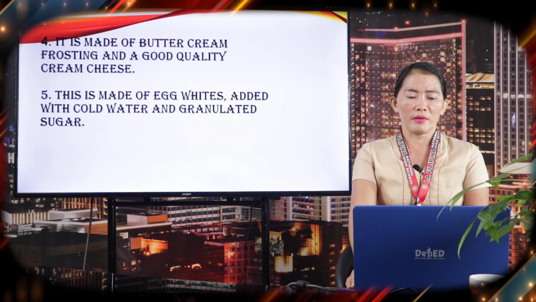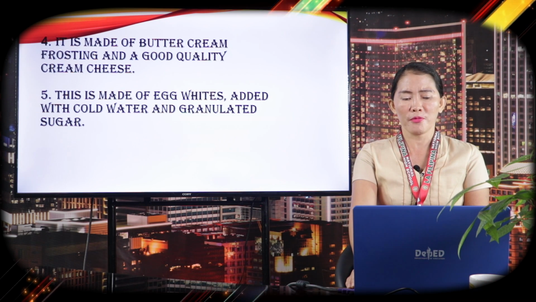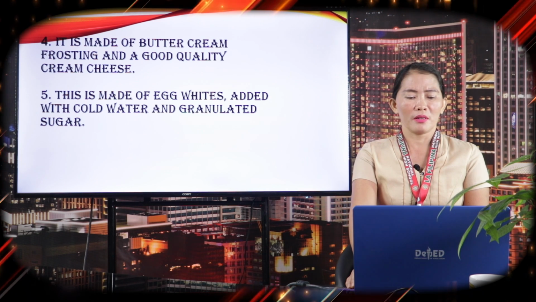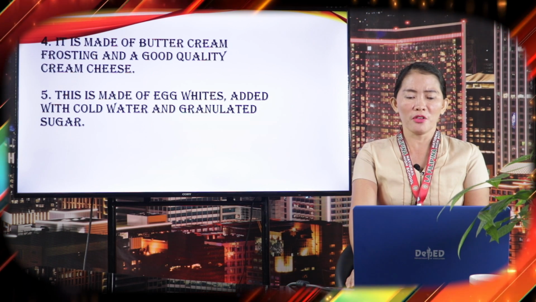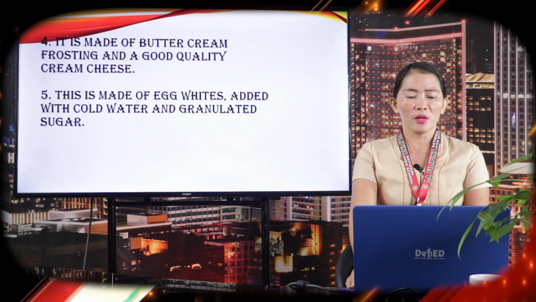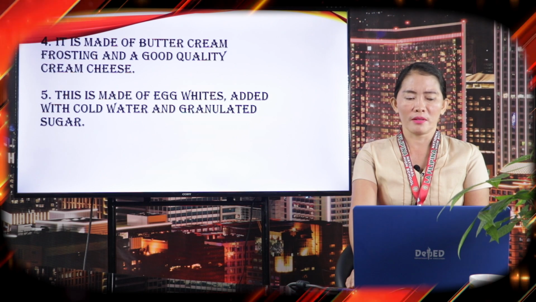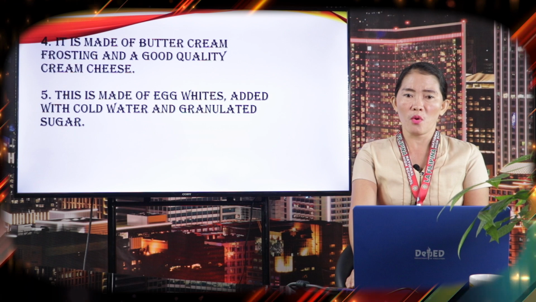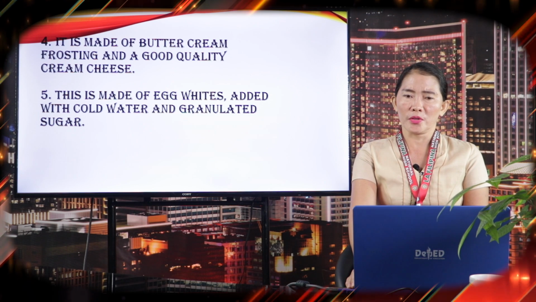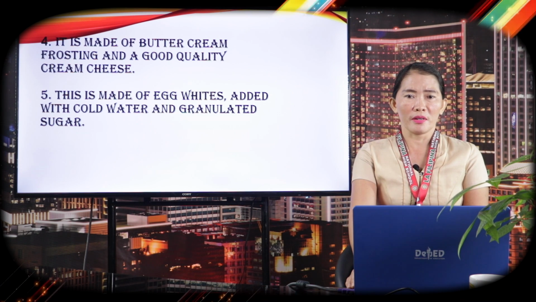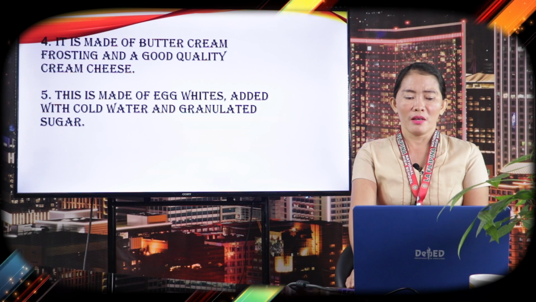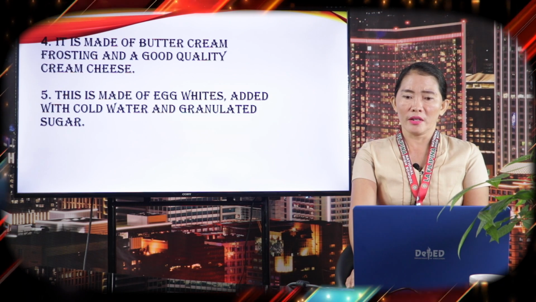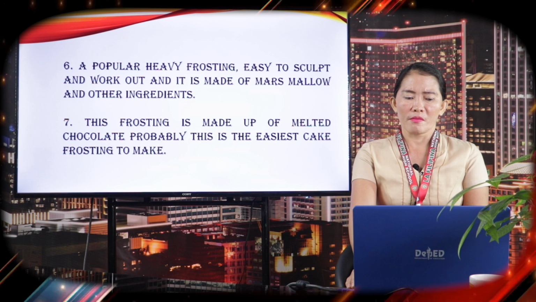Number 4. It is made of buttercream frosting and a good quality cream cheese. I will repeat. It is made of buttercream frosting and a good quality cream cheese. Number 5. This is made of egg whites, added with cold water and granulated sugar. I will repeat. This is made of egg whites, added with cold water and granulated sugar.